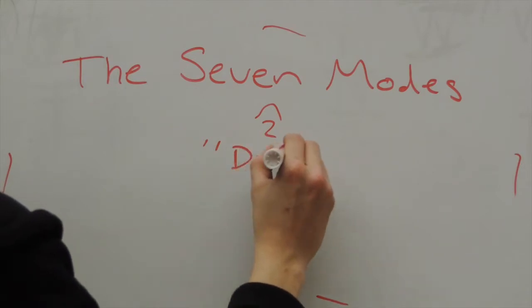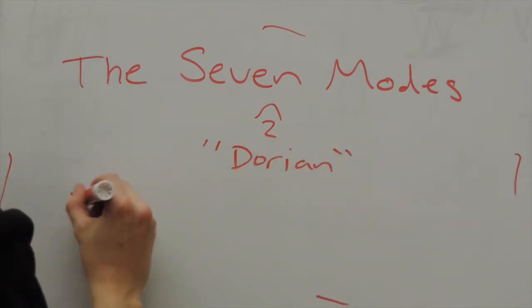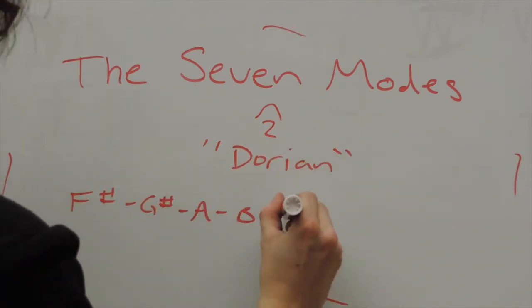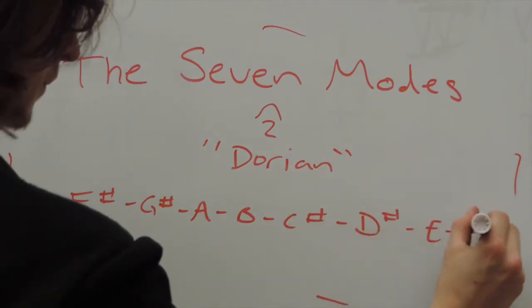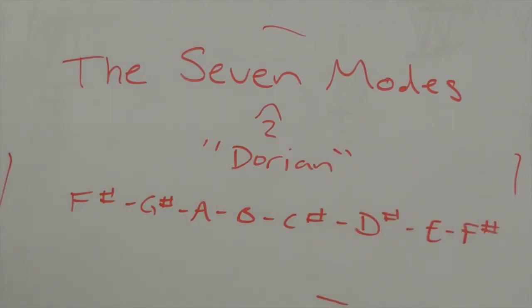The second mode, on scale degree 2, which we've already discussed as being the Dorian mode, begins on F sharp. This F sharp is going to be on the 4th fret of your D string.